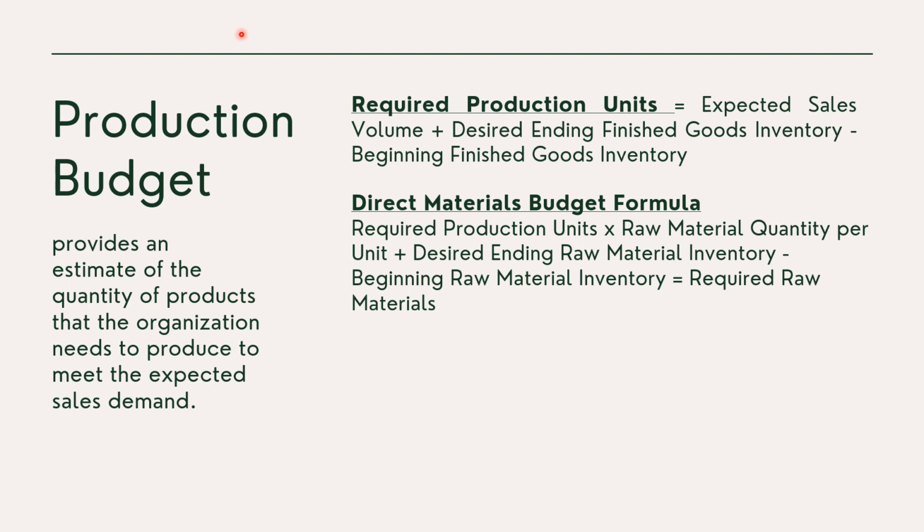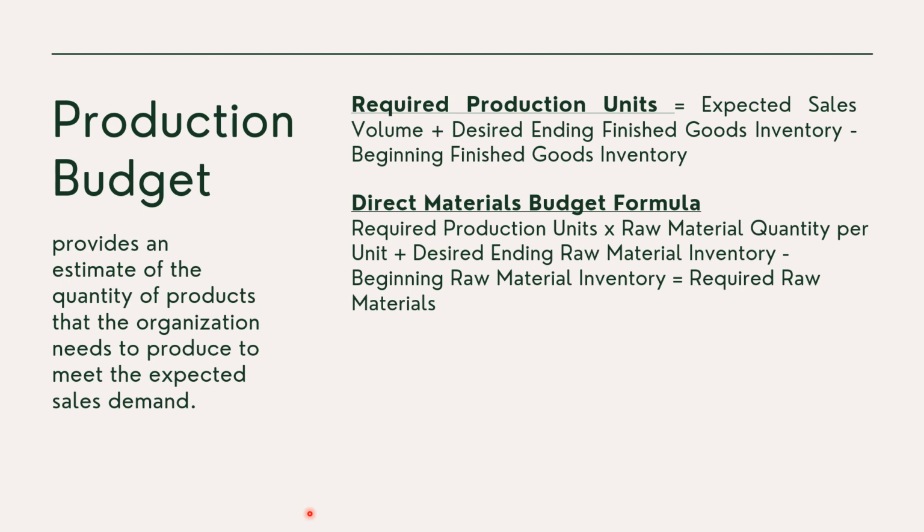Okay? Yung sa raw materials naman natin, class, the raw material quantity per unit is the quantity of raw materials needed to produce 1 unit of the finished product. Yung desired ending raw material naman natin is the quantity that our organization wishes to have at the end of the budget period. Yung beginning natin, that is the quantity that we have at the beginning of the budget period.